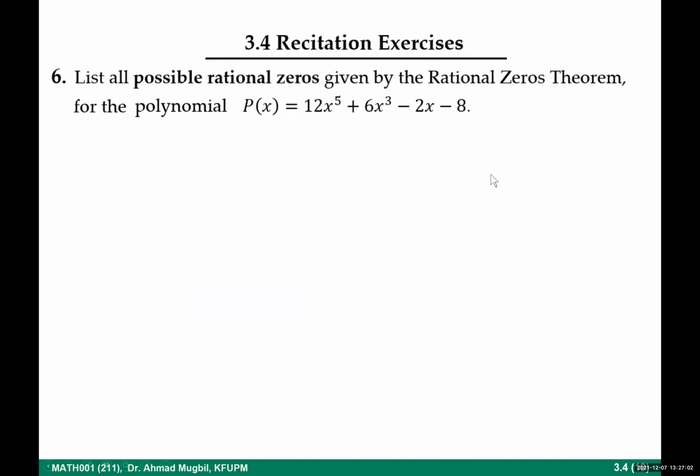Let's take one exercise. This is a recitation exercise. List all possible rational zeros given by the rational zeros theorem for this polynomial. How to do that? How will they ask you about this, by the way, in the exams? In the written, I may ask you to list all of them. No, I think also that is too much. I think they will ask about the number. So let me ask you here, how many possible rational zeros for this polynomial? And give me your answer.